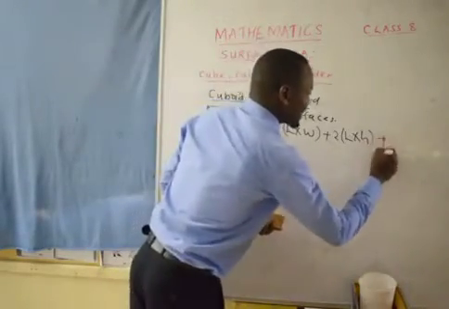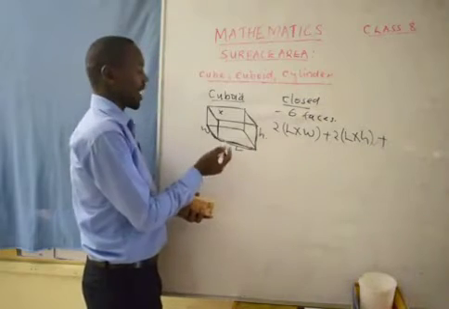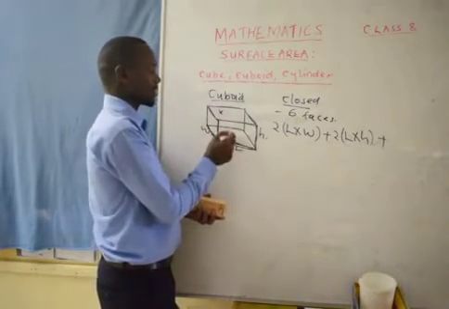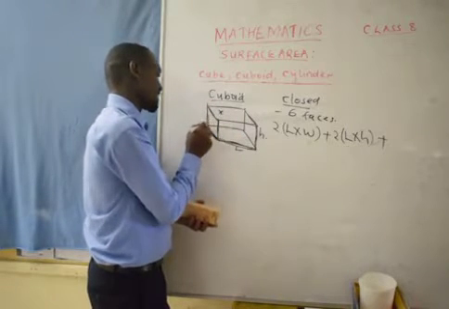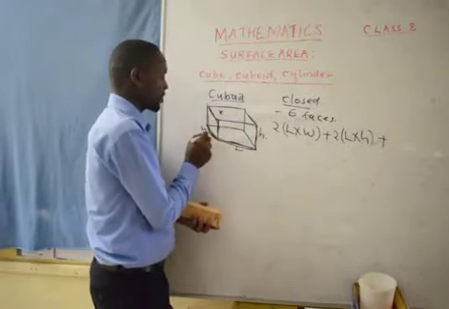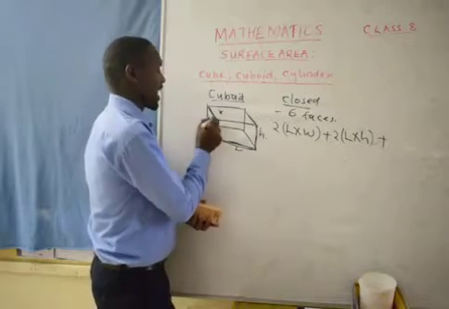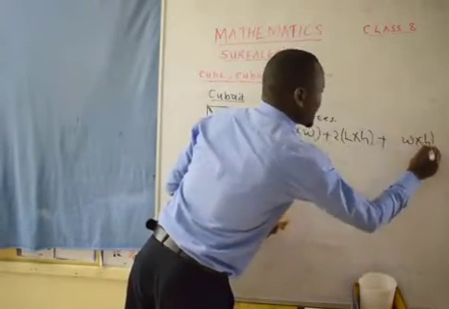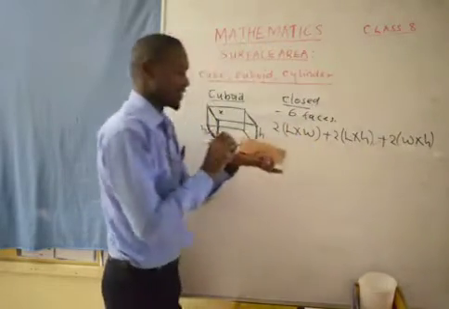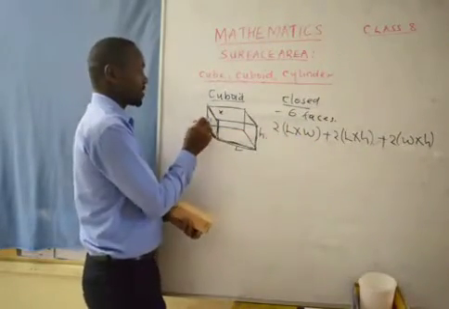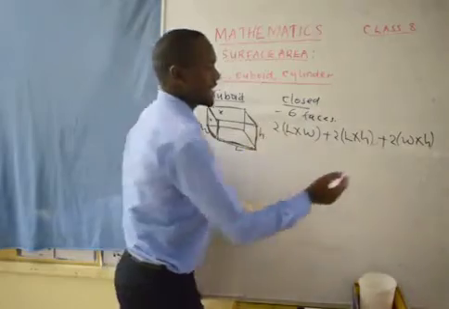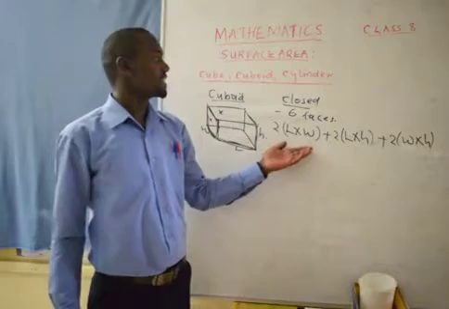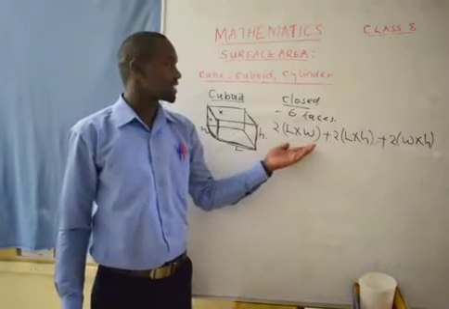I said it has 6 faces. These are only 4 faces: the one at the bottom, the one at the top, the one facing you, and the other one. Then we have this other side here, whose area will be given by width times height. So plus width times height. And because they are 2, we have this face on this side and the other one behind, that is why we multiply by 2.